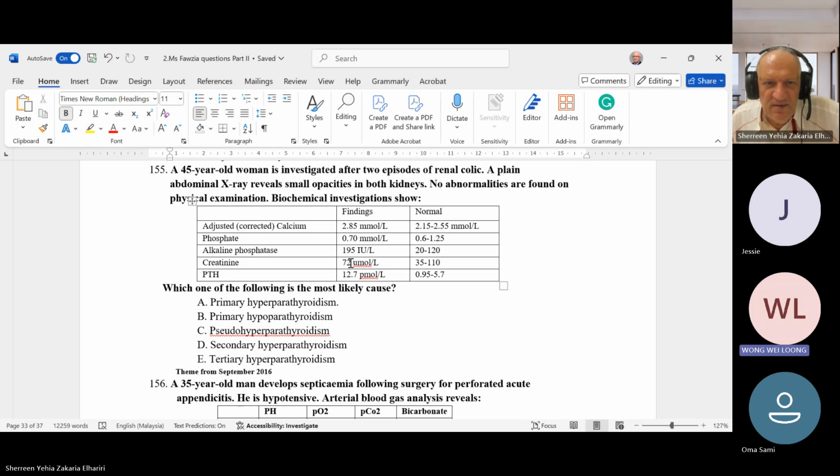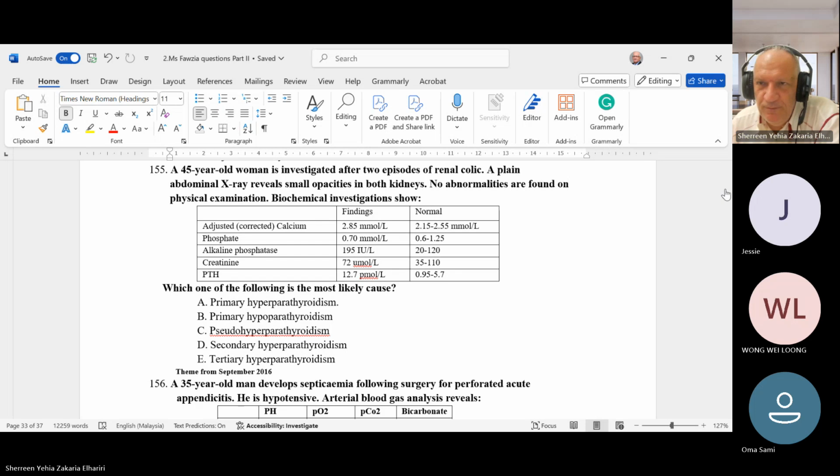Then it will be a secondary hyperparathyroidism. So if the patient has normal kidney function, normal glomerular filtration rate, it is primary hyperparathyroidism. If the kidney is abnormal, it is secondary hyperparathyroidism. If I mention this patient after 10 years of renal dialysis had a renal transplantation, so the kidney function is improved, but still the parathyroid hormone and the calcium are high, this is what we call tertiary hyperparathyroidism.